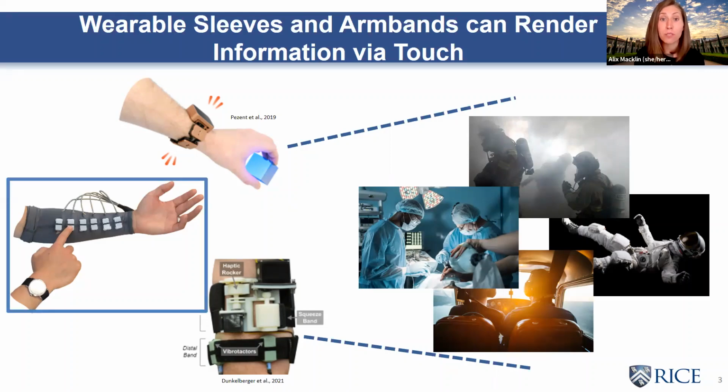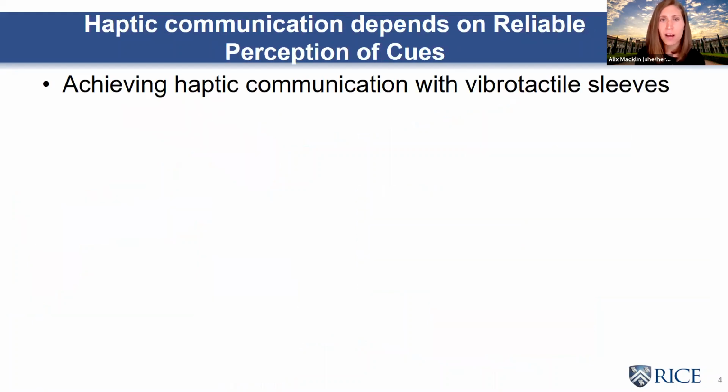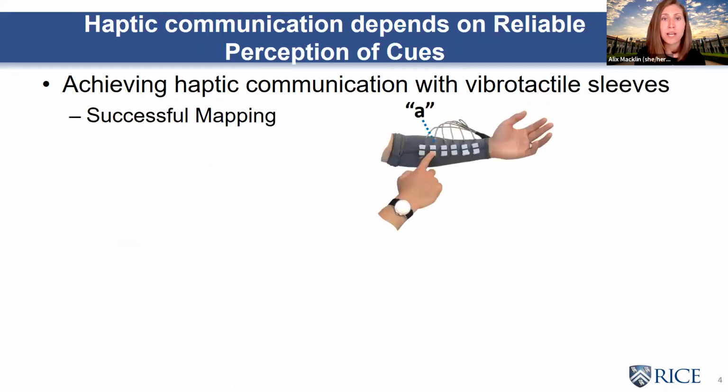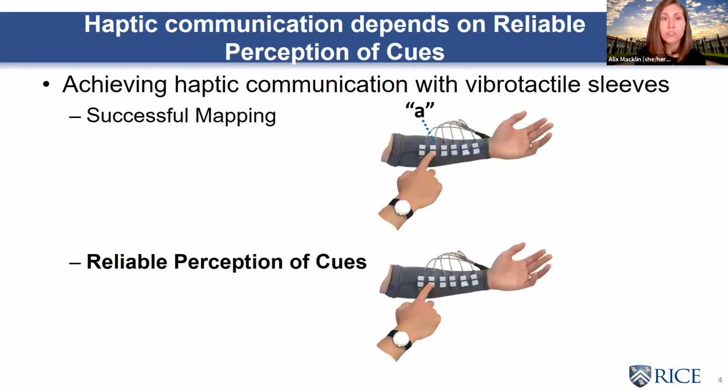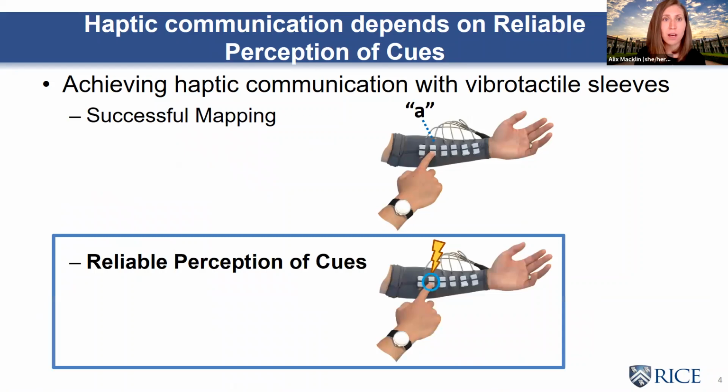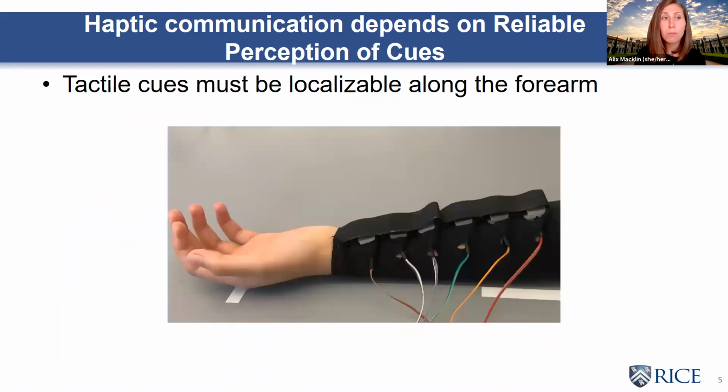Vibrotactile arrays are particularly appealing since designers can vary parameters including cue location and duration to create distinct haptic icons and represent a wide range of information. To truly accomplish this, individuals must not only learn the mappings, but also reliably perceive the cues themselves. Reliable perception of cues means that individuals should be able to indicate the location of where a cue is felt along their forearm with low error.